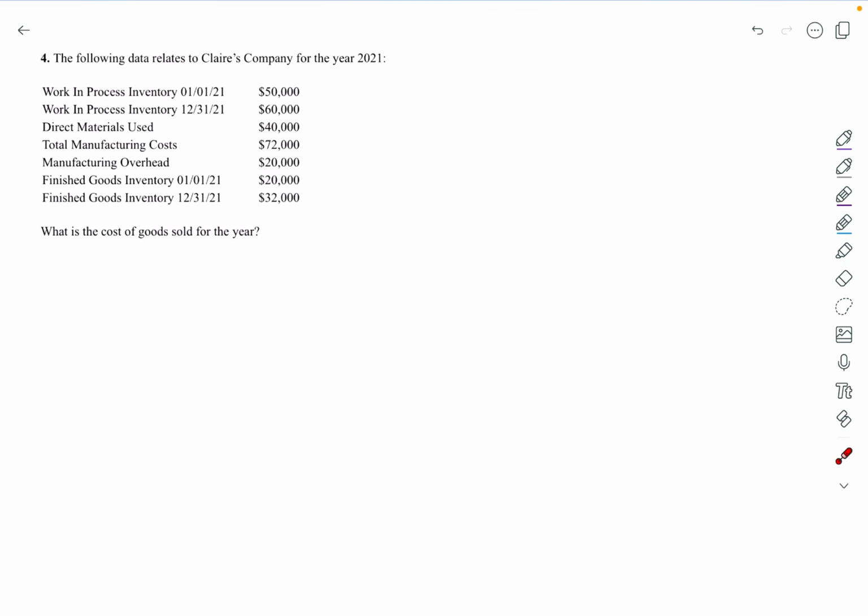The following data relates to Claire's company for the year 2021. So we have all of these costs, and they're asking us what is the cost of the goods sold for the year. So I'm going to pull up my inventory system.